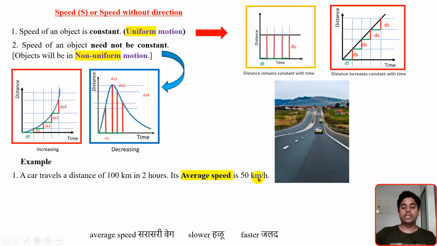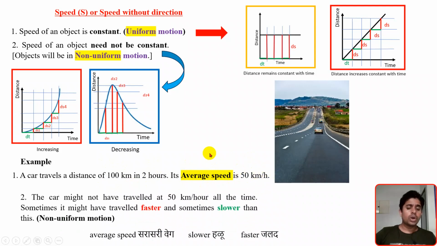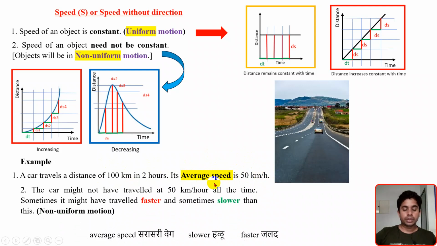Its average speed is 50 kilometers per hour. See, the car has traveled 100 kilometers in how much time? 2 hours it has traveled. In that case, now we have calculated the speed. But remember, here we have taken the average speed. How have we calculated it? Distance 100 kilometers divided by time 2 hours, 100 divided by 2 is 50 kilometers per hour. So why say average speed?